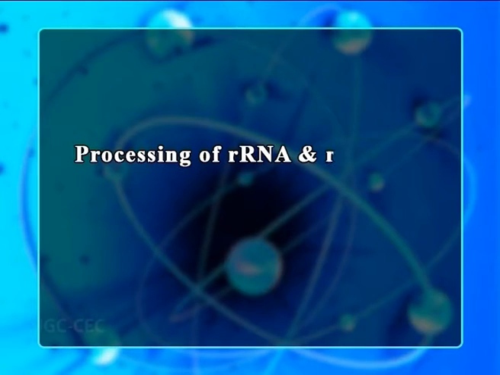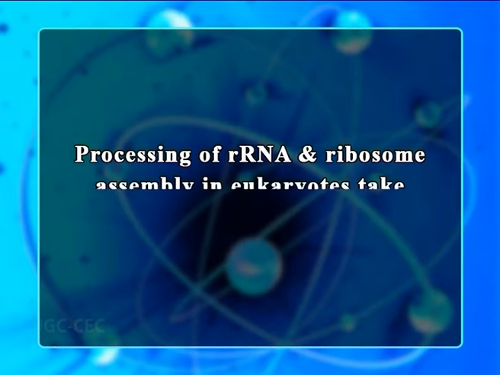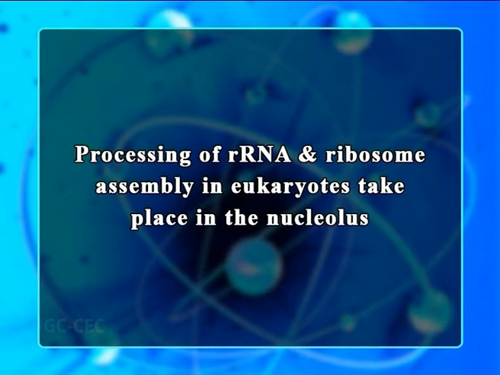Interestingly, some nucleolar RNAs are encoded by sequences in the introns of other protein-encoding genes. The processing of rRNA and the ribosomal assembly in the eukaryotes takes place in the nucleolus. With this, I conclude my topic.